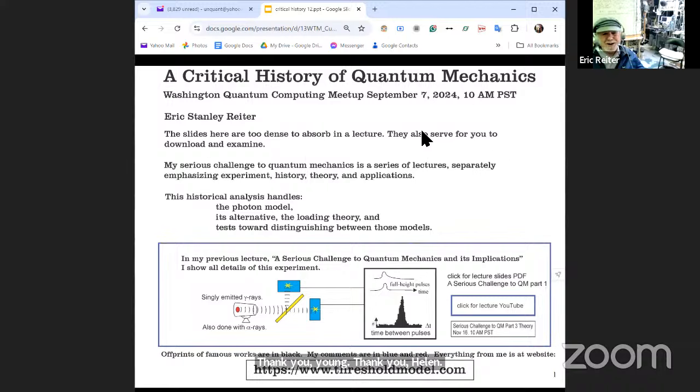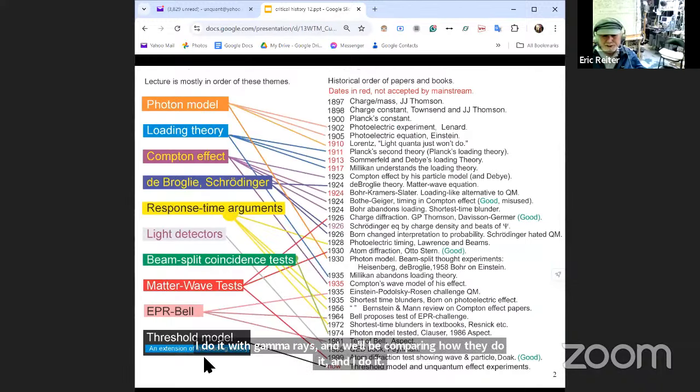The lecture slides are hopefully viewed afterwards. There's way more detail on the lecture slides than what I can talk about. In my previous lecture, I did experiments with the beam split coincidence test, but I did it with gamma rays, and we'll be comparing how they do it and how I do it. You already went through my overview of the history, and I'll be explaining in order of these themes instead of the chronological order.